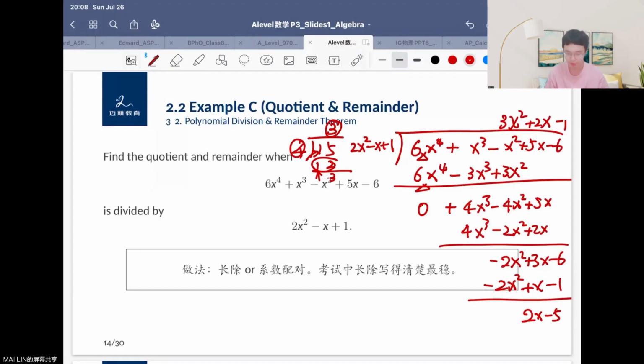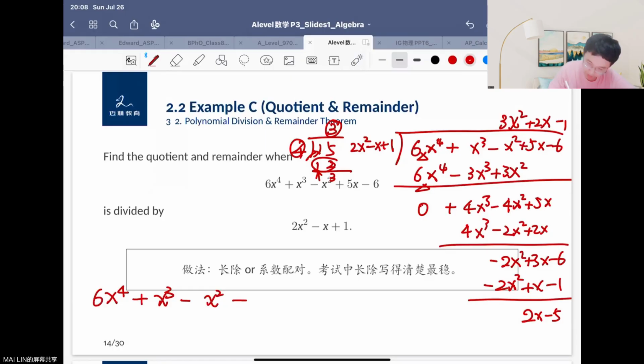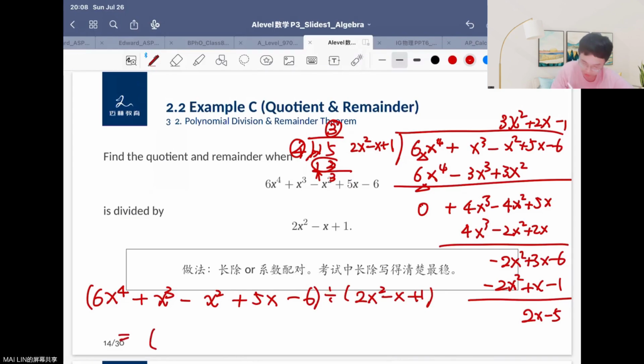So we can write that 6x^4 plus x^3 minus x^2 plus 5x minus 6 divided by 2x^2 minus x plus 1 has quotient 3x^2 plus 2x minus 1, and the remainder is 2x minus 5.